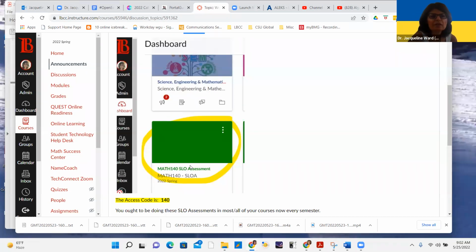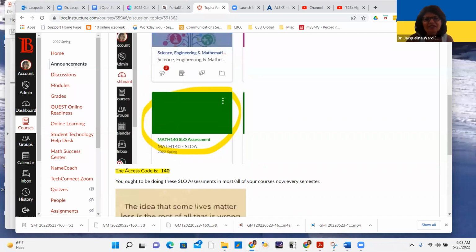So if you guys just go to your dashboard, you might have to scroll down a bit, but you ought to see the Math 140 SLO assessment Canvas shell. And if you click on that, there are instructions, but you really just move through to take the quizzes. And it is password protected, so the access code is the same as the number of our course. So you'll just enter 140 for each one of those quizzes.